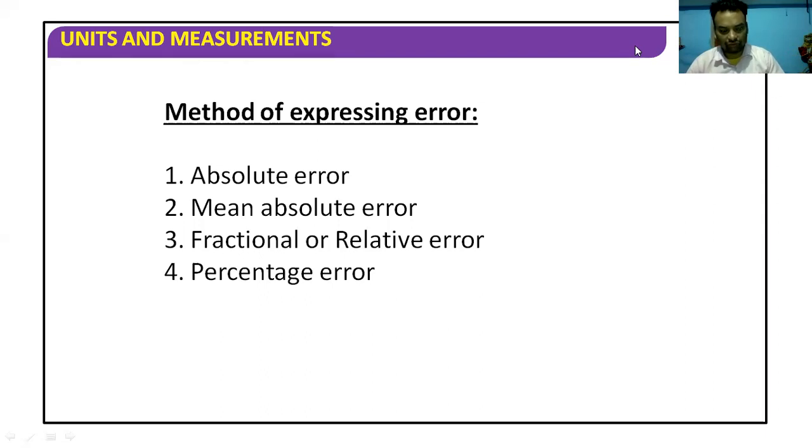Before this lecture, we discussed systematic error and random error. Today our topic is methods of expressing errors. There are four methods by which error can be expressed. First is absolute error. Second is mean absolute error. Third is fractional error or relative error. And fourth is percentage error. We will discuss all these four terms one by one.